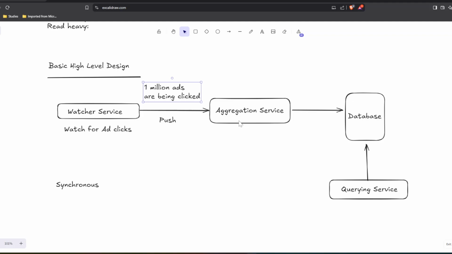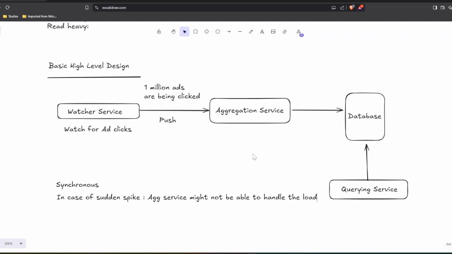Okay, so if there is a sudden spike in the traffic, the problem with the synchronous methodology is that in case of a sudden spike, the aggregation service might not be able to handle the load. As simple as that. Like 1 million ads if it is running, and suppose this is just a web API endpoint, or even under some kind of auto scaling group, still that sudden spike is always a problem for major distributed systems.